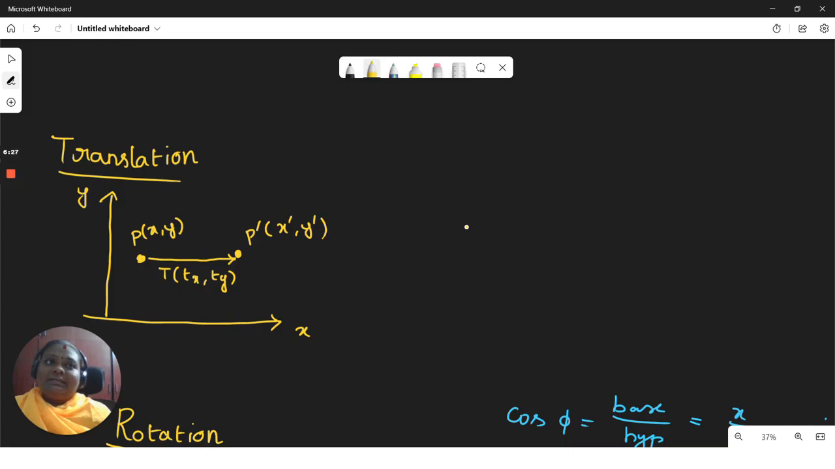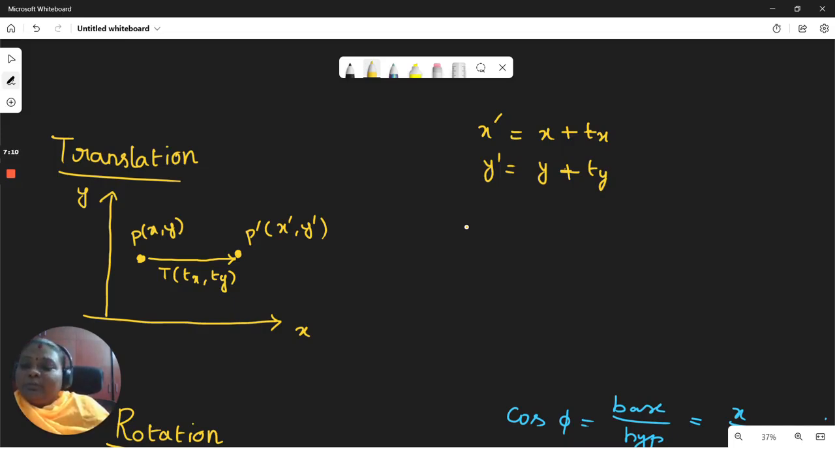So basically this is additive, right? The equation can be given as: the new position x dash is equal to the old position x plus tx, where tx is the translation distance with respect to x. Y dash is equal to y plus ty, where ty is the translation factor along the y axis. But when you are moving from this position to this position linearly, the y value is constant. So ty we won't be giving here.